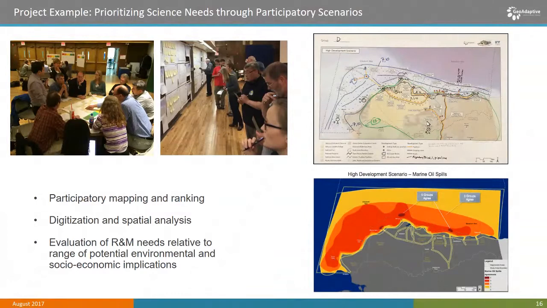This is an example of one of the maps where they sketched out some of the developments that might occur under one of the oil and gas scenarios. And this is a result of one of the spatial analyses we did. So we actually overlaid the results of multiple groups to see where there was overlap and where there was some agreement between those groups.